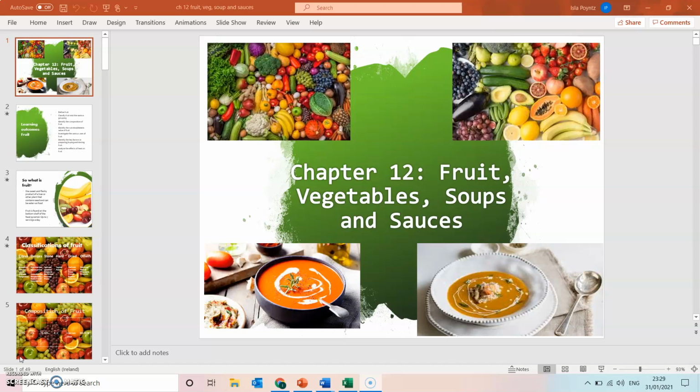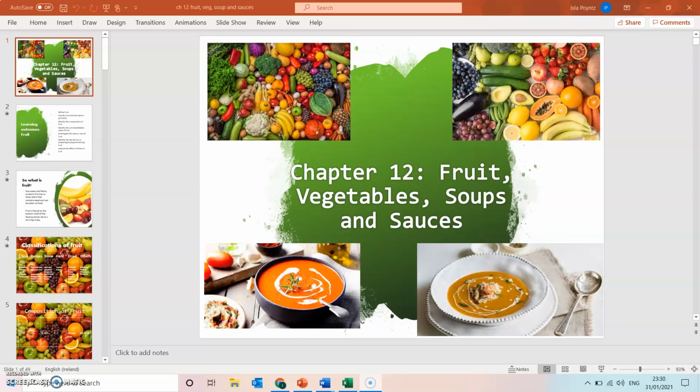So in this first little recording, I'm going to have a little look at slides 1 to 21. And they're the ones for this week, week 4. And then in the second recording, I'll have a look at the remaining slides. So we'll first of all look at fruit. Then we're going to look at part of vegetables, and then in the next recording I'll finish vegetables, and then we'll look at soups and sauces.